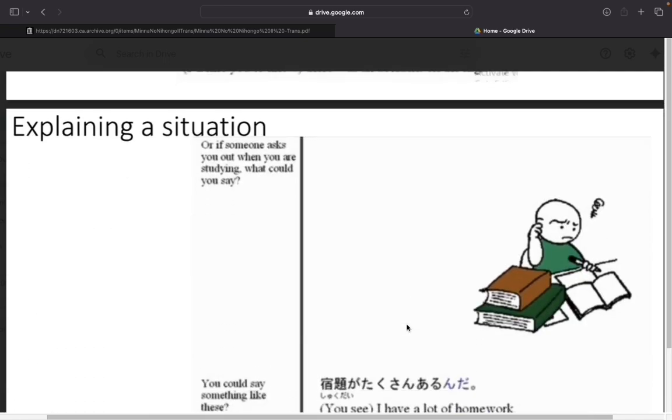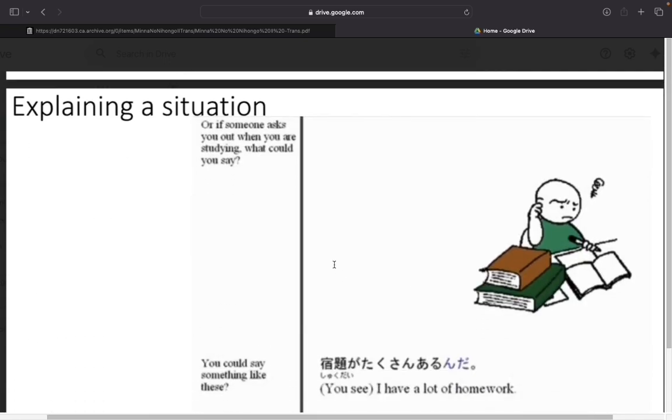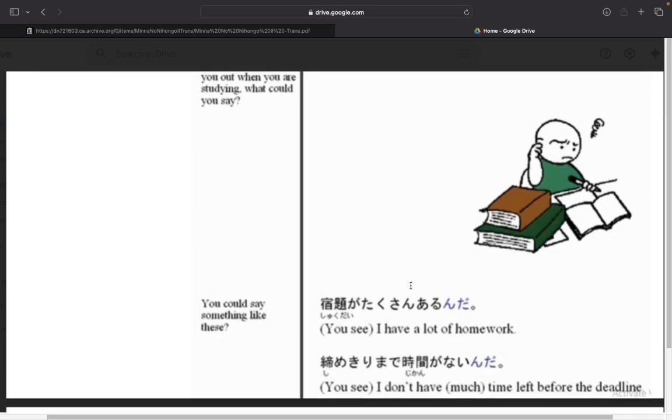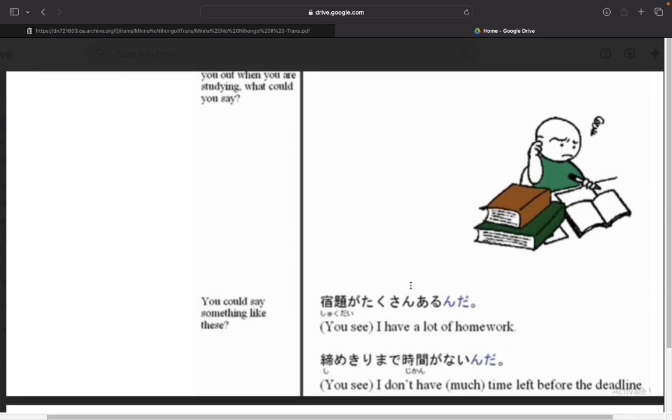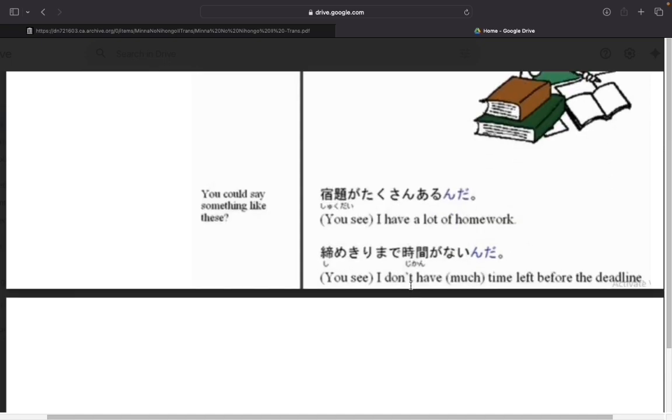Now, another example. If someone asks you to go out when you are studying, what could you say? You could say something like this: I have a lot of homework, you see. So you're stating that I have a lot of homework, that's why I can't go with you. Then the second you can say, there's not much time before the deadline. You're explaining your situation so the listener understands your problem.